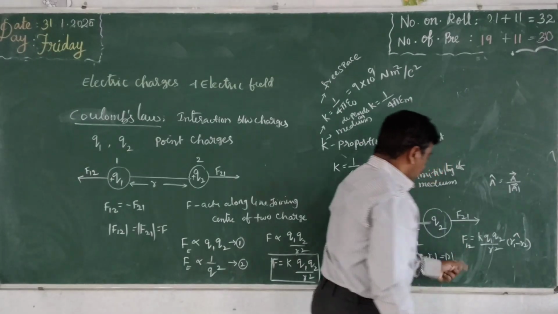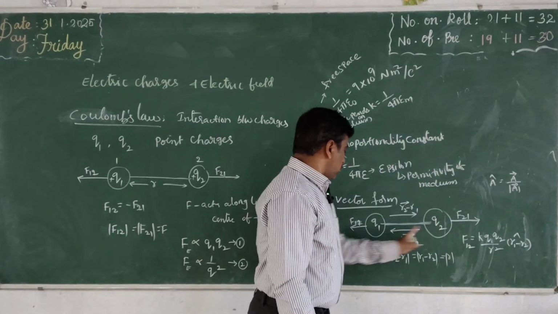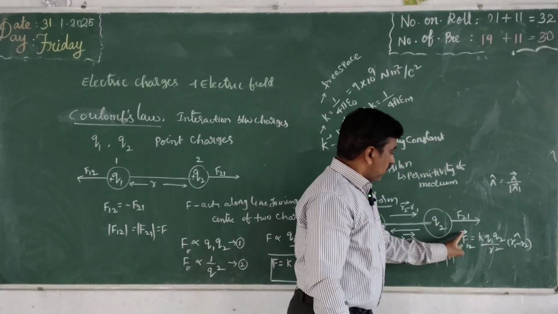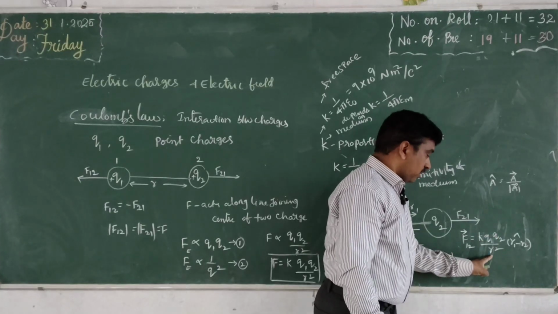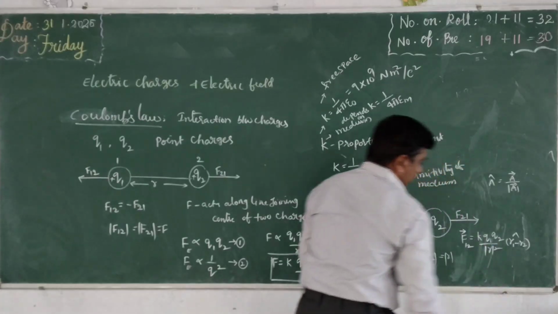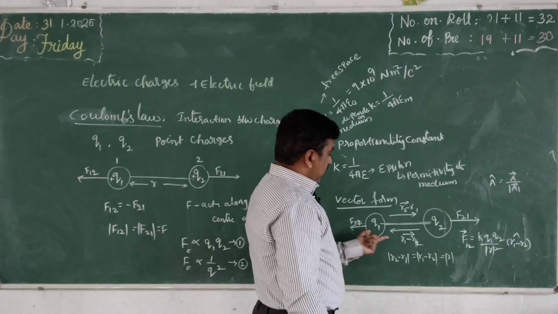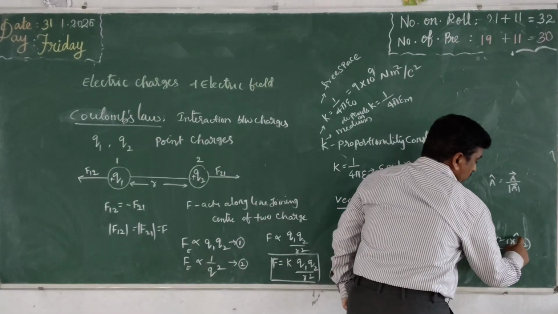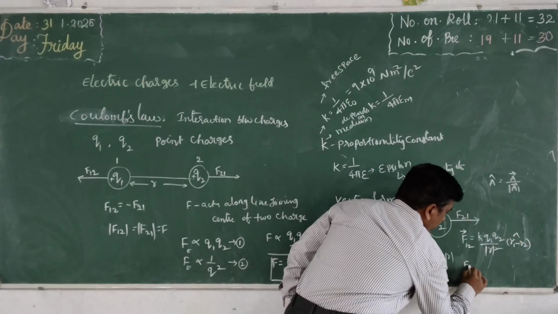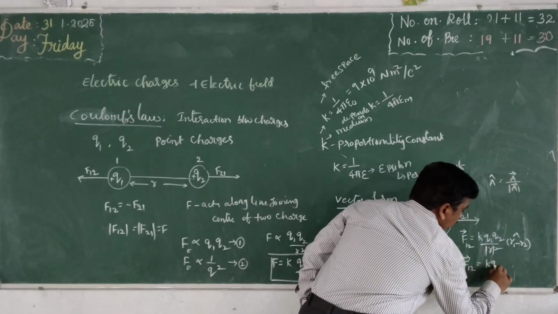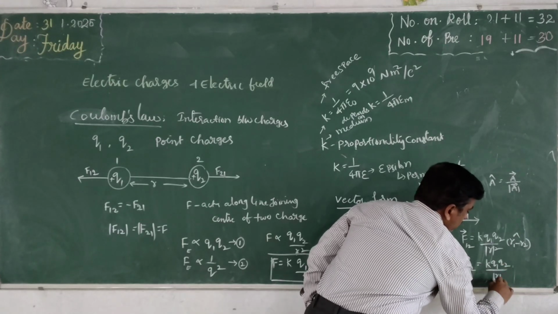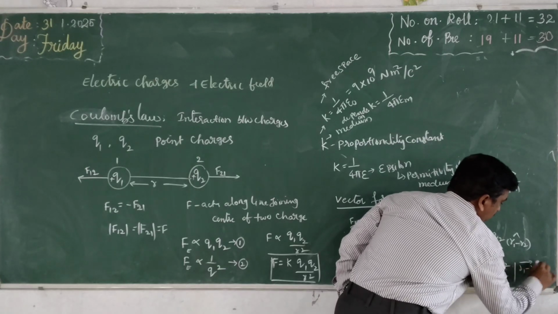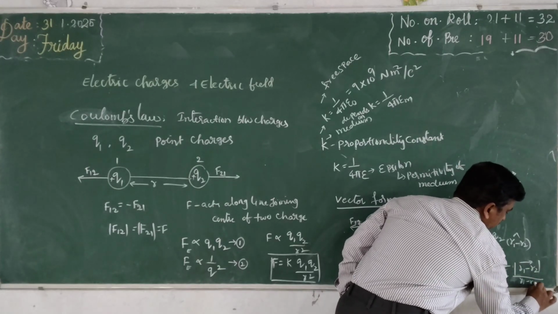Here, F12, the force on 1 due to 2, we write in vector form with an arrow mark. So F12 vector equals K Q1 Q2 by R square, where modulus of R is used for R square. What is the vector direction? This is the direction, R1 minus R2. Replacing the cap, we write F12 equals K Q1 Q2 by modulus of R square, times R1 minus R2 vector by modulus of R1 minus R2.